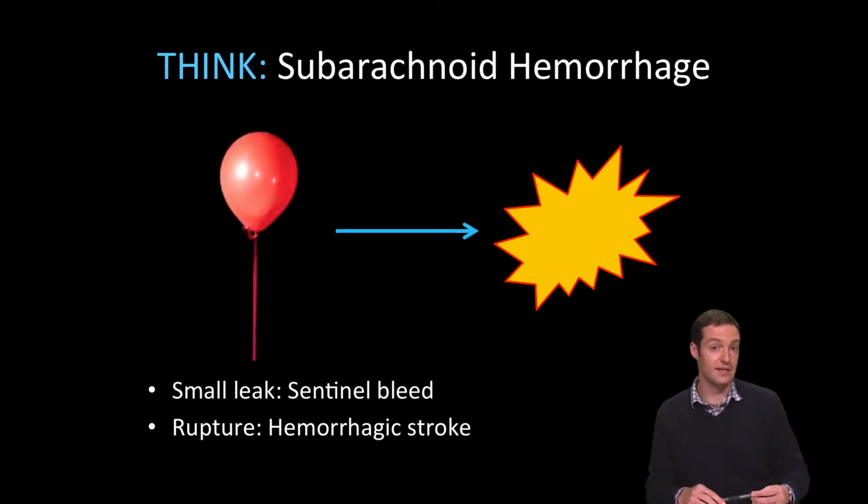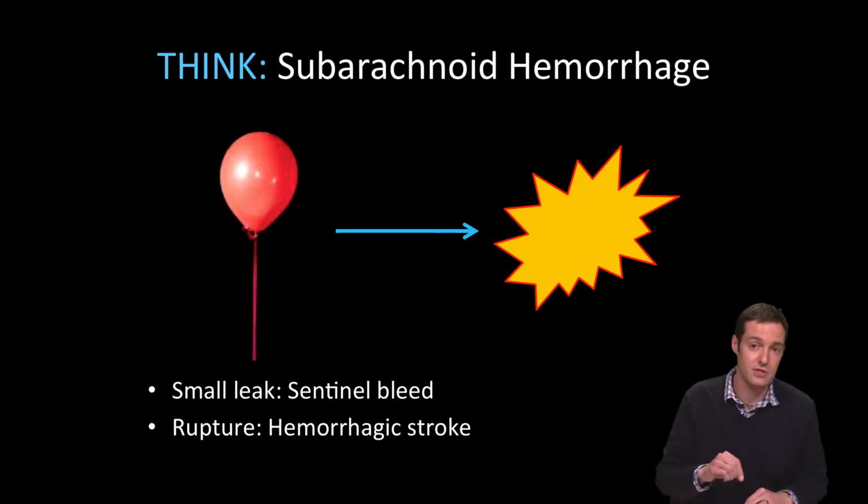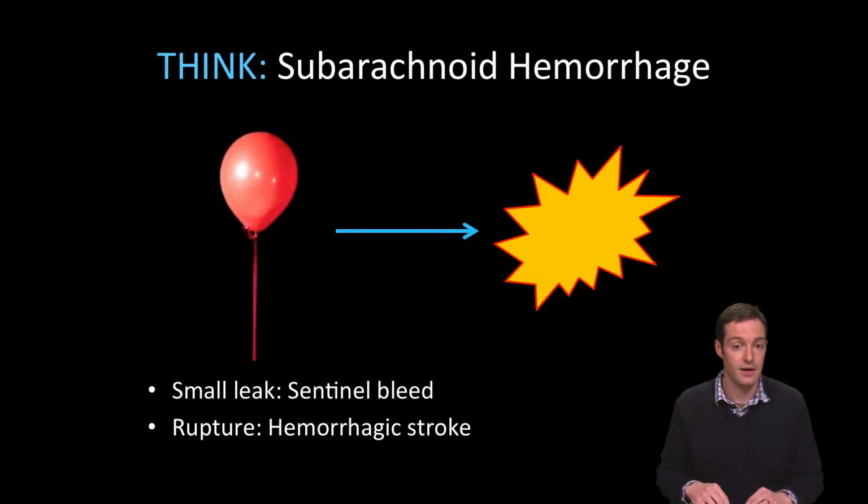Now, the bleed can be quite small, a small little tear that then clots off. We call that a sentinel bleed. A patient can have severe headache, but there's not enough blood, pressure, or damage to cause severe injury to the brain. We call that a sentinel bleed because the next bleed could be the big one. If it ruptured, we call it a hemorrhagic stroke.